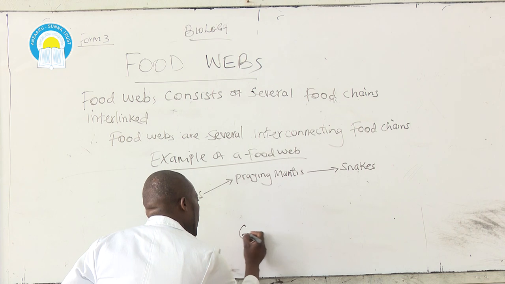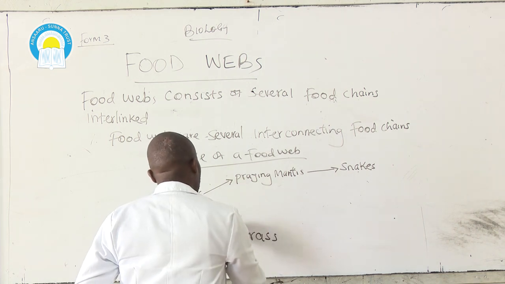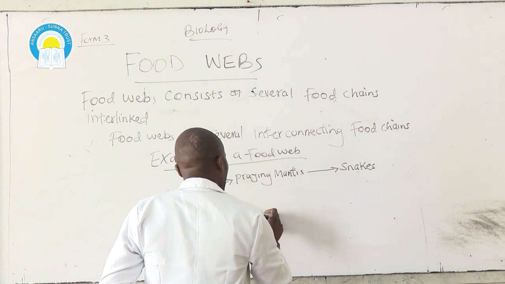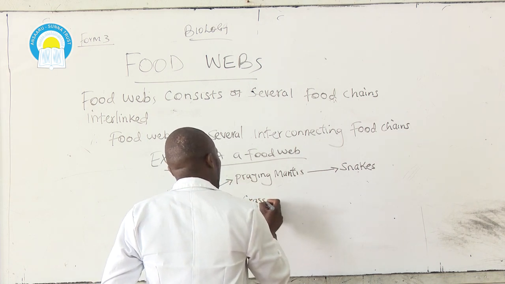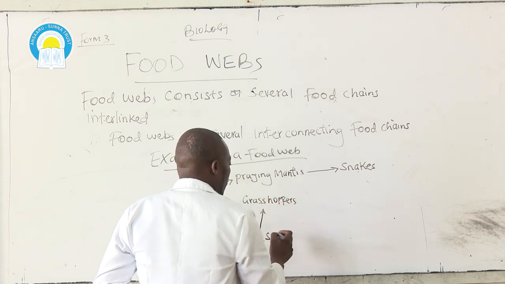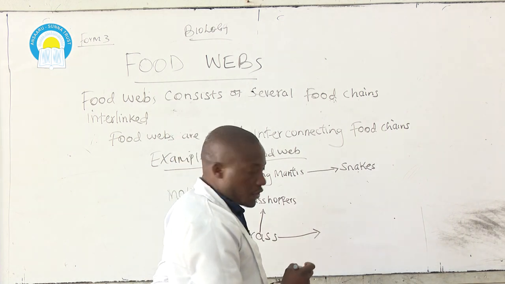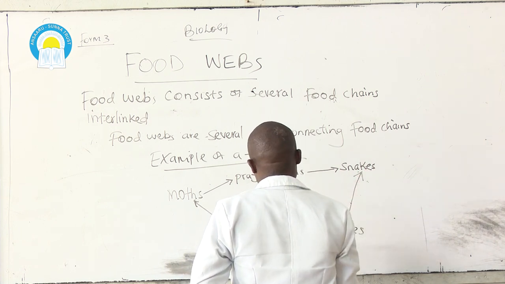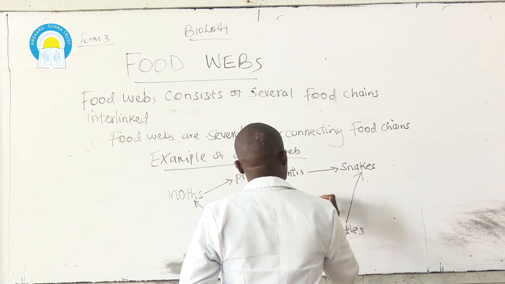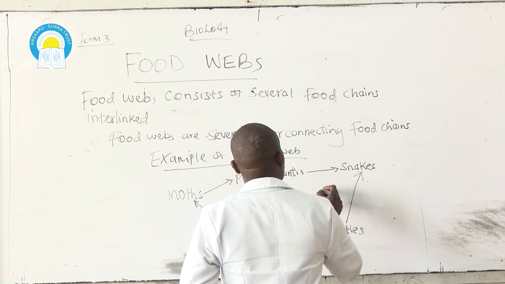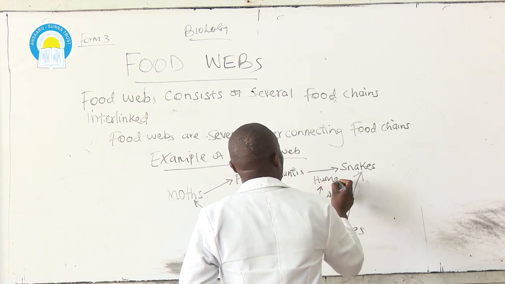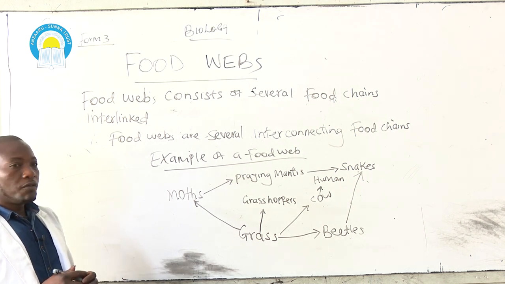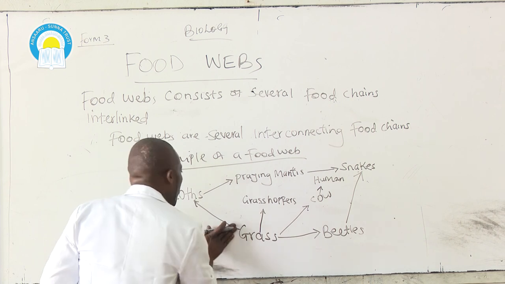Then we have here grass. This grass can be eaten by the moths. The grass is also being eaten by grasshoppers. The grass can also be eaten by beetles. The beetles can be eaten by the snake. The grass can also be eaten by the cow. The cow can also be eaten by human. My fellow students, this is an example of a food web. You are seeing there are several interconnecting food chains.